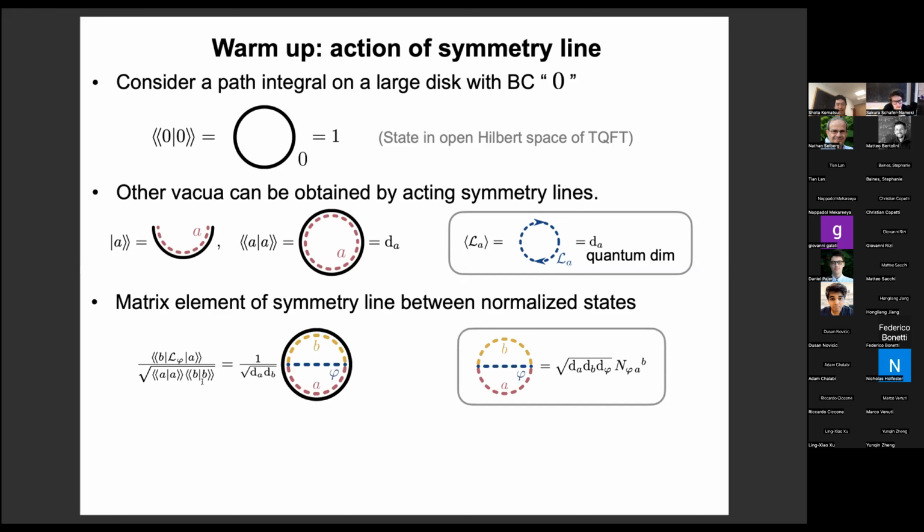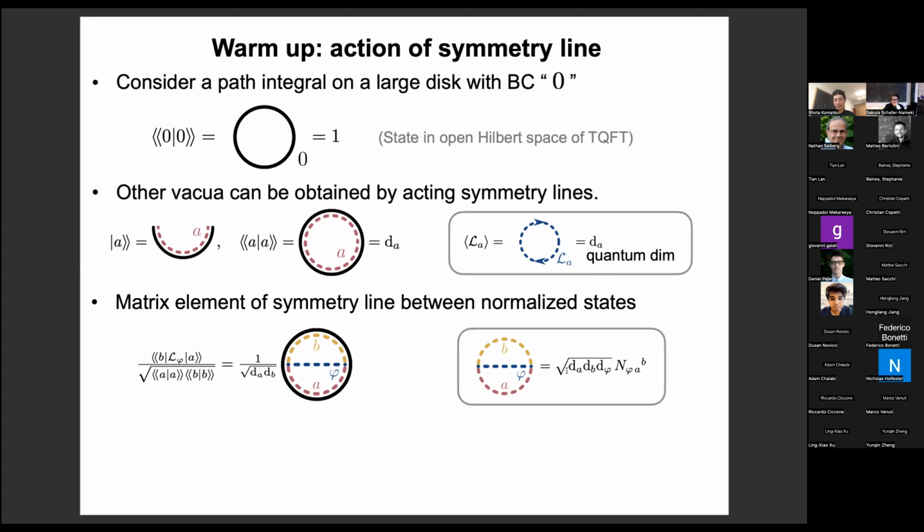Now, using the normalized state, let's discuss the matrix element of the symmetry line acting on these vacua between A and B. So I'm thinking about the action of the symmetry line phi. And because of this denominator, I get 1 over the square root of d_A and d_B, and the rest is given by this expression. And a big circle just gives you 1 because of the normalization. So what you're left with is this network of lines.